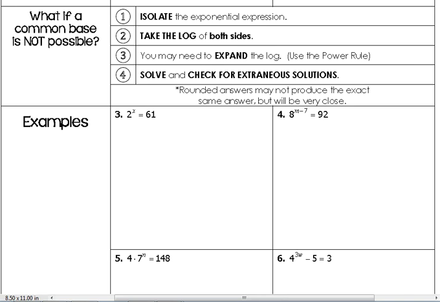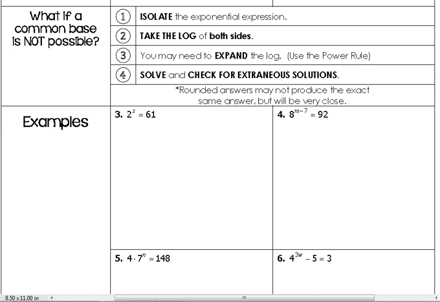So then step number 3 really doesn't apply, but then after that we may need to do a couple extra steps to get the variable by itself to solve. We do need to check for what are called extraneous solutions. We've talked about those a little bit. Sometimes you get an answer, when you plug it back in, it doesn't work. So you should always check your solutions.